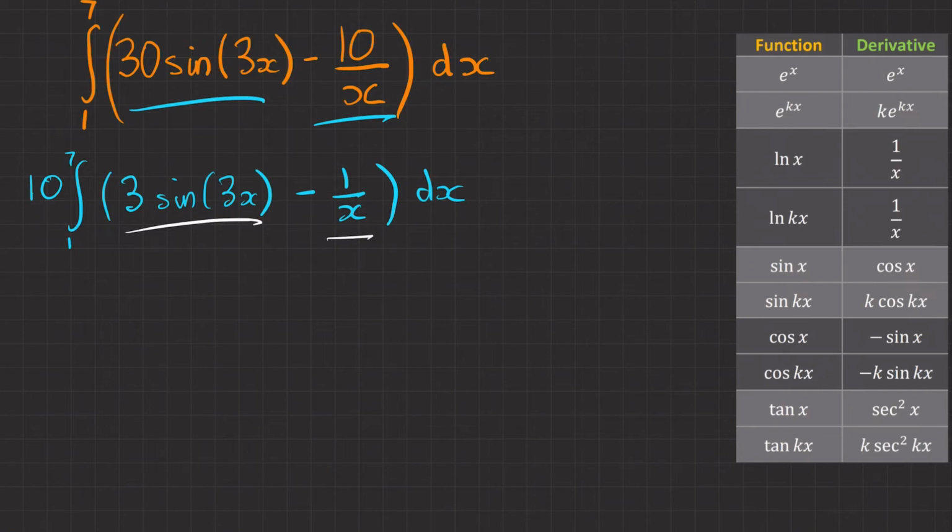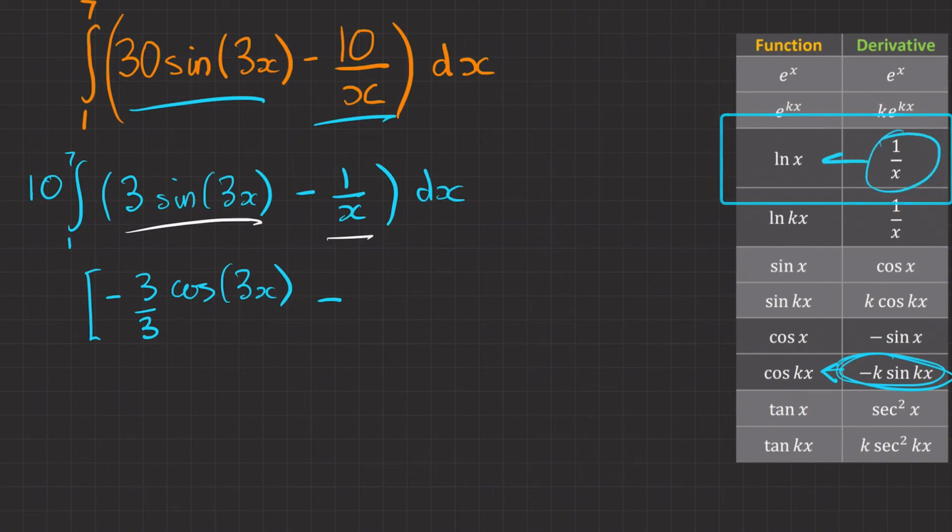Firstly, 3 sine 3x, I'm going to refer to this part here. So to go backwards, it's going to become minus cos 3x. Got the 3 there, and then it's going to be divided by 3 because we're dividing by this constant here. Because if we go forward, it's times by the constant. Seeing as we're going back, we have to divide by the constant. Minus 1 over x. So we've got 1 over x here, and that becomes ln x. So minus ln x.